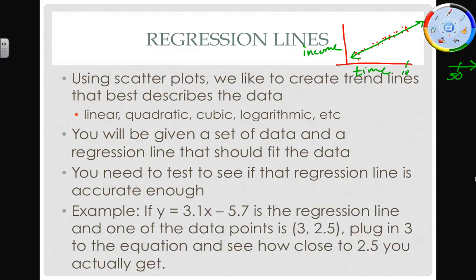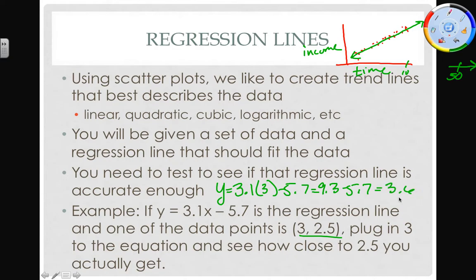So for example, let's say you have this whole data set and they say the equation y equals 3.1x minus 5.7 is the regression line. And it then is going to ask you, hey, is this line good enough? And you're going to have to test it for all of them, but I'm just going to give you an example of what you're going to look at. So one of my data points is 3, 2.5. So what I want to do is I want to say, okay, what do I get if I plug in x equals 3? And just plugging in x equals 3, I get 9.3 minus 5.7, and I get 3.6.